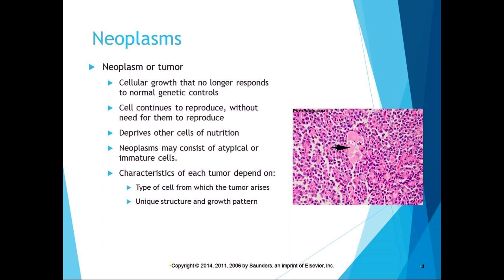Normally our cells will reproduce in response to signals in the body that we need to make more of that cell. It might be a hormonal signal, it might be some other kind of chemical signal. But in neoplasms, the cell's just going crazy. We don't need them, but there are more of them being made. A neoplasm, even a non-cancerous one, can deprive the other cells around it of nutrition because it's sort of out of control growth, and so it's taking up resources.